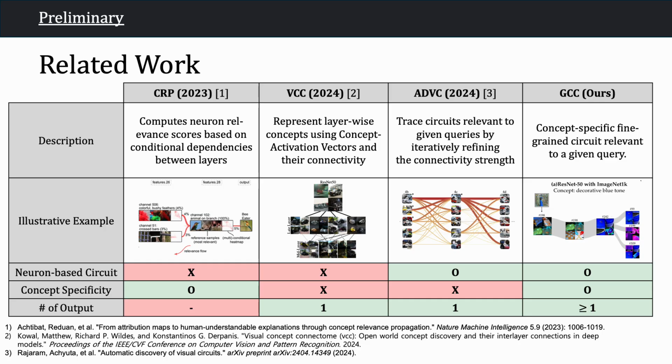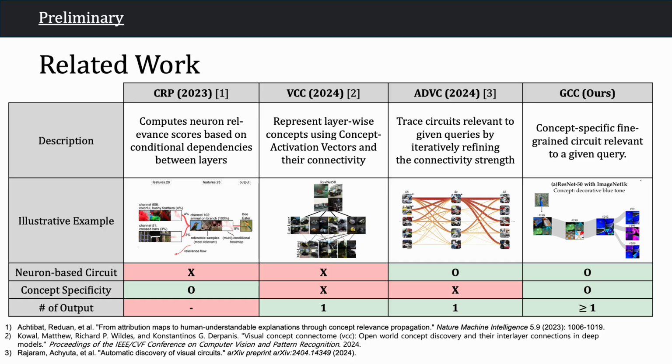Various methods have been proposed to extract concept circuits in deep vision models. First, CRP distributes neuron relevance scores across layers, showing how class-related information flows through specific channels. However, this method does not explicitly extract circuits. It simply traces the propagation of relevance scores, and it is limited to information tied to a particular class.